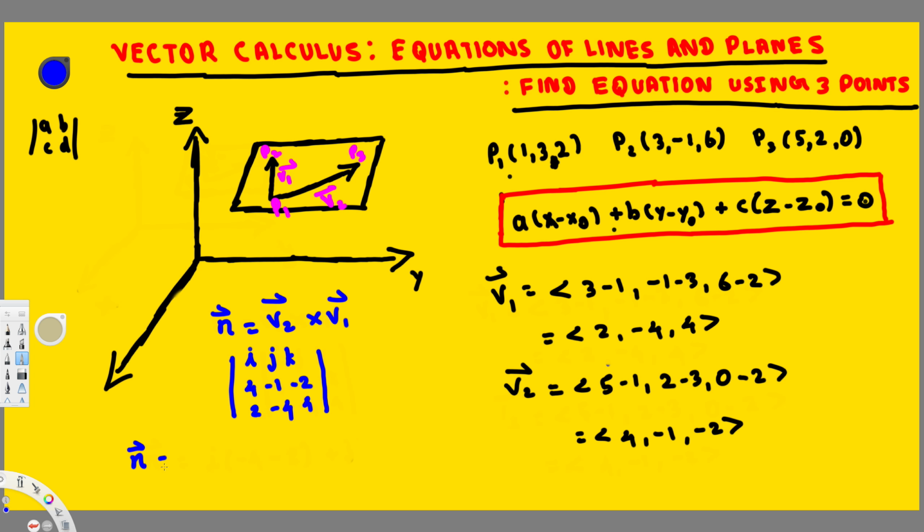So first, when we find the i component, we eliminate the vertical and horizontal line of this i, and we are left with 4, minus 1, minus 2, minus 4, 4. Here we have to use ad minus bc. So ad minus bc is going to be what? For ad it is minus 1 times 4, that's minus 4. bc is going to be positive 8, but ad minus bc, right? So minus 8.